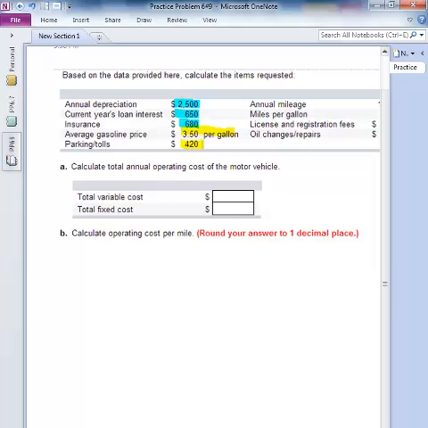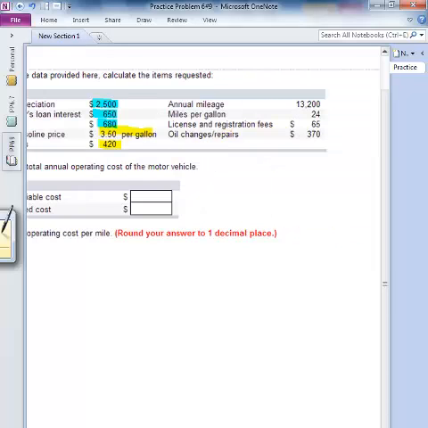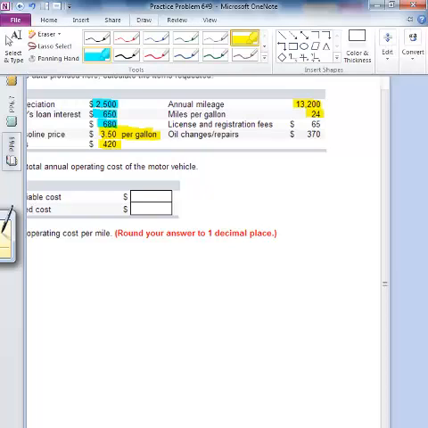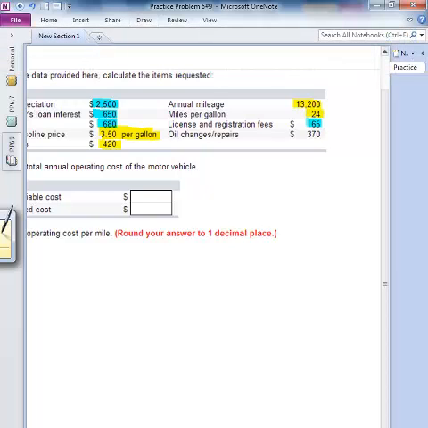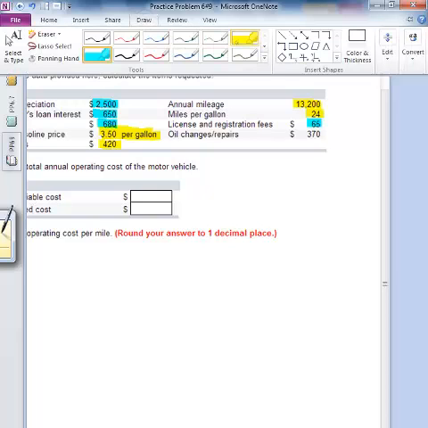So I'm going to move this over. Annual mileage counts as a variable cost, and miles per gallon counts as a variable cost. That'll all go into paying for gas, which we'll come back to in a little bit. License and registration fees will be a fixed cost, so that goes back in blue. And then oil changes and repairs will count as a variable cost, so that will be yellow.